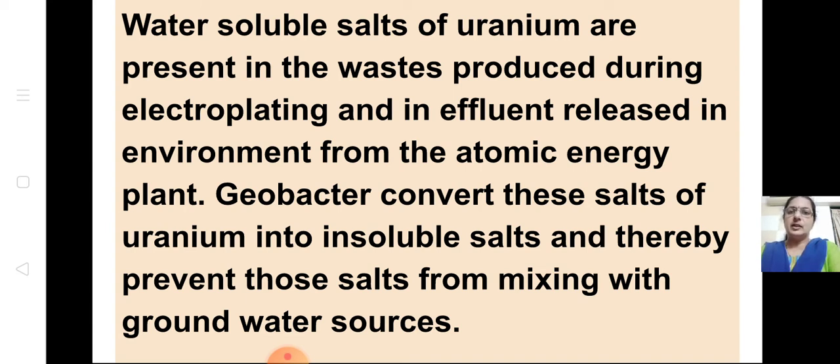Okay, we learned about the nuclear power plant. Then this Geobacter, there is a type of bacteria. Geobacter converts the salts of uranium into insoluble salts and thereby prevents those salts from mixing with groundwater sources. So this is very harmful. Uranium, you all know, is a harmful metal. So that can be converted into insoluble salts with the help of Geobacter.